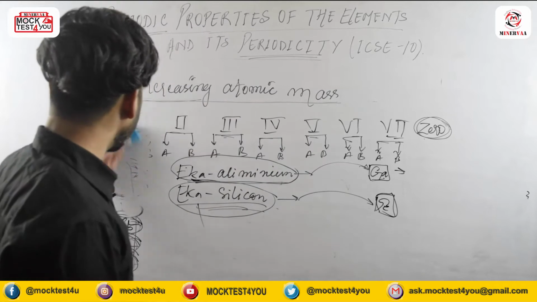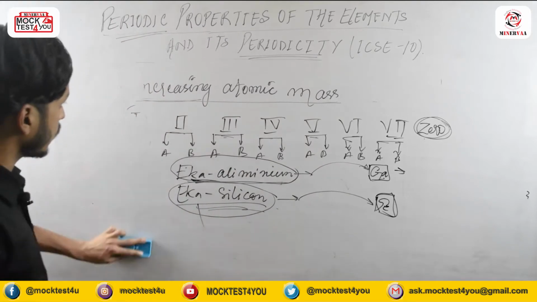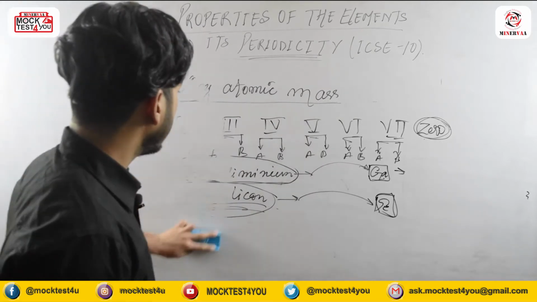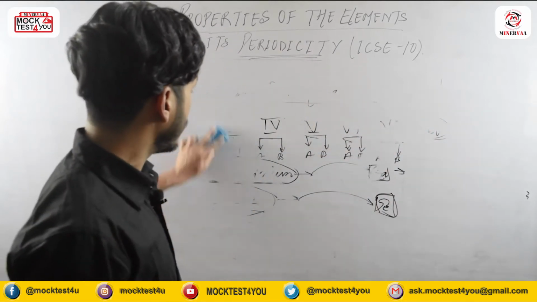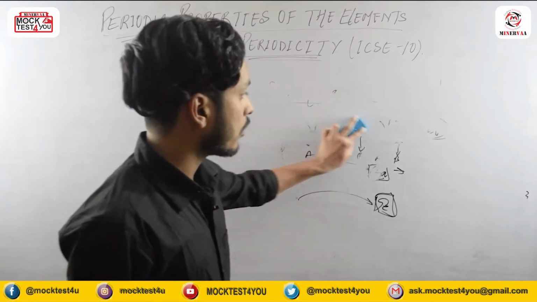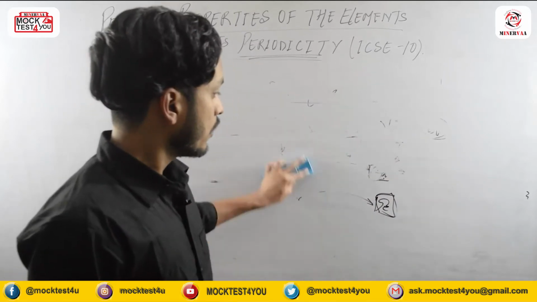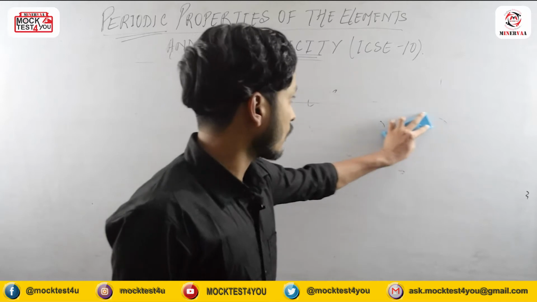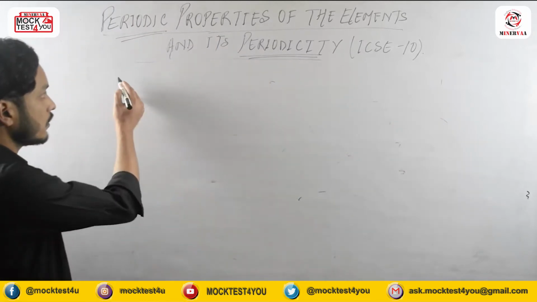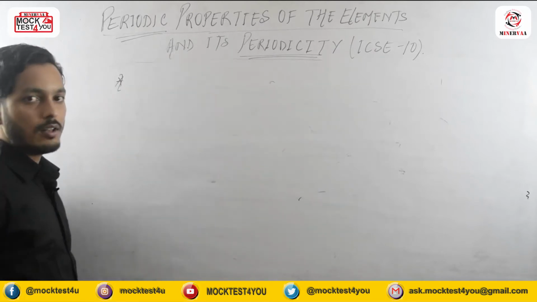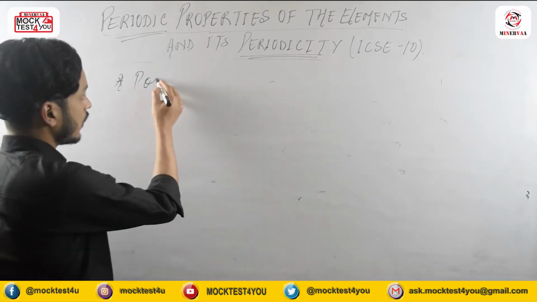Now next we will see the drawbacks. What were the drawbacks? Because nowadays the periodic table we are using is the long form of the periodic table, or modern periodic table. So we will see what the drawbacks were. The first drawback of the Mendeleev periodic table was the position of hydrogen.